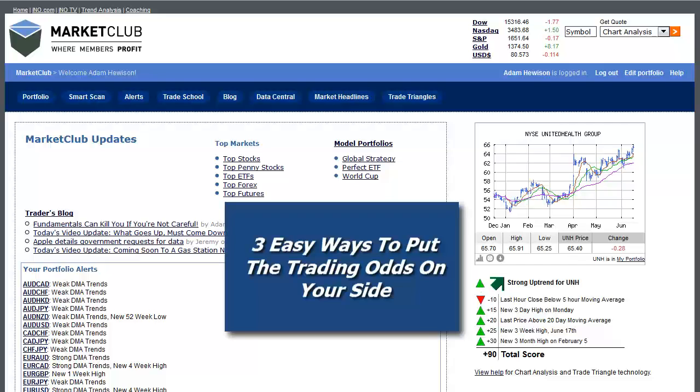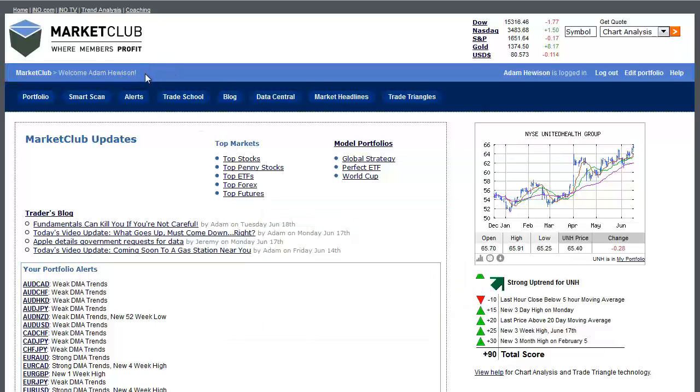Well, here we are at the home page of MarketClub, my home page, and as you can see, my name is clearly on here, and of course when you sign in as a member, your name would appear right here also. But just below that is one of the real treasures and jewels of MarketClub, and if you haven't seen it yet or you haven't used it, I highly recommend that you take a look at it. It's called Top Markets. Here we share with you top stocks, top penny stocks, top ETFs, top Forex markets, and top futures. So all the major markets are covered in one easy place for you to look.